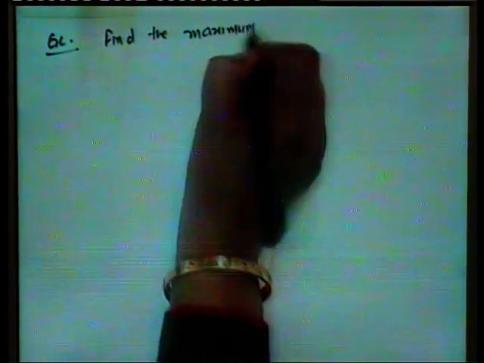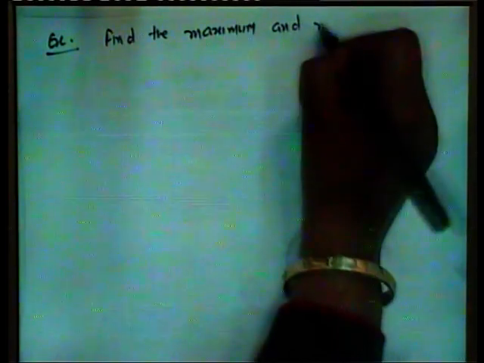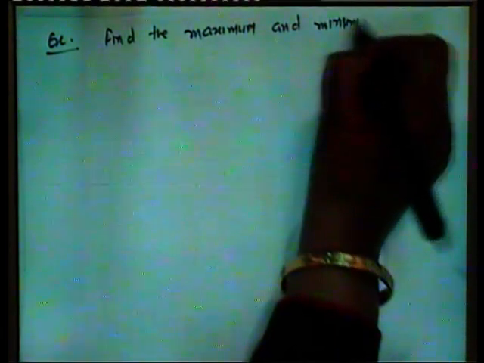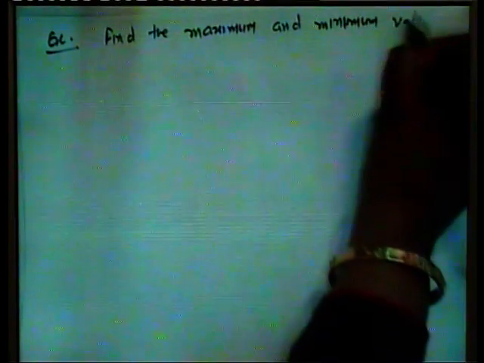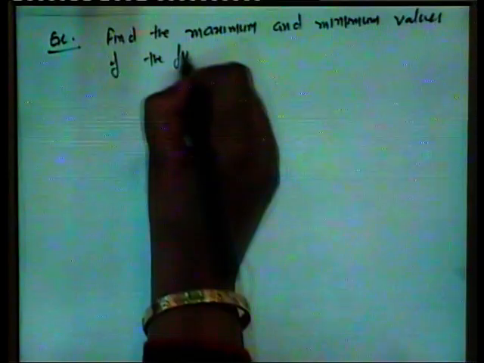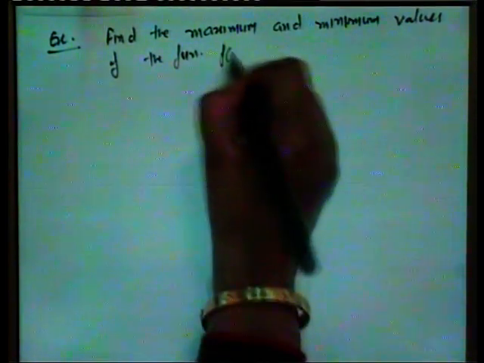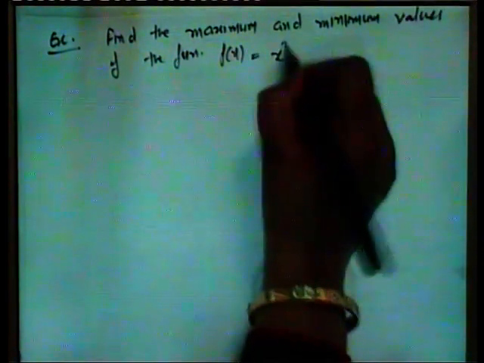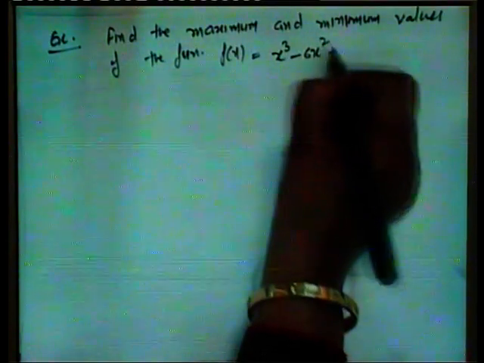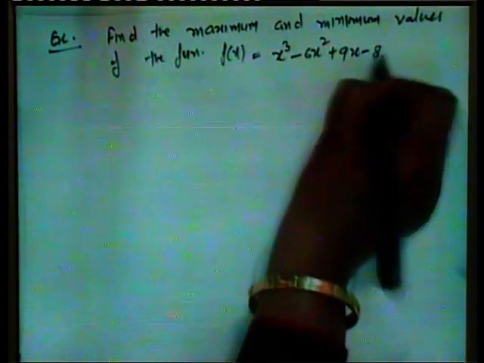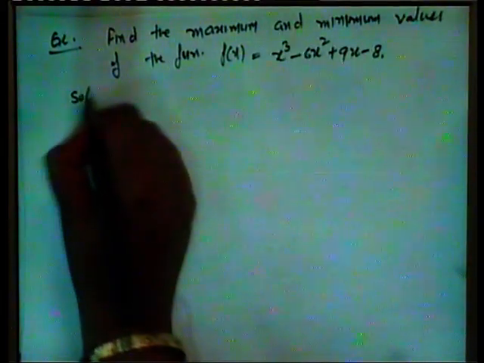Our question is, find the maximum and minimum values of the function f(x) is equal to x cube minus 6x square plus 9x minus 8. We will solve this question.